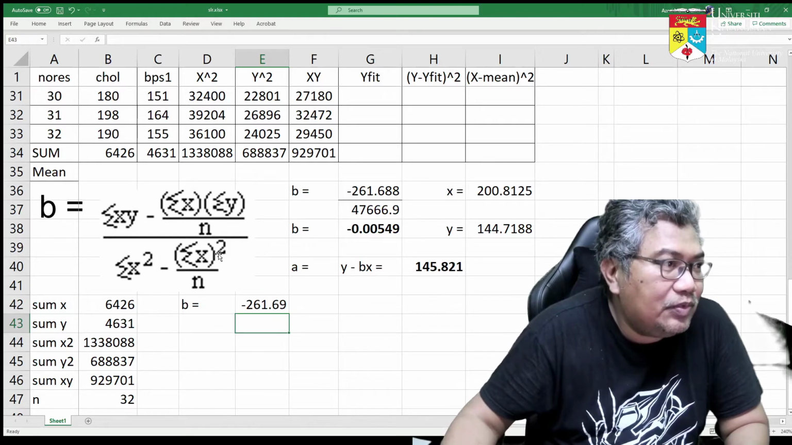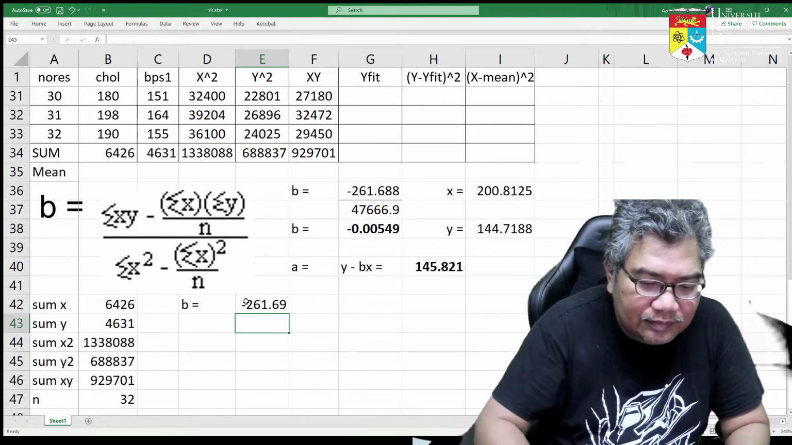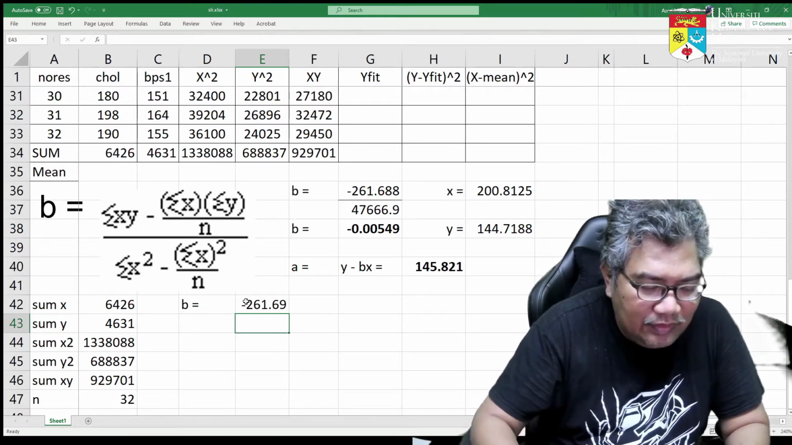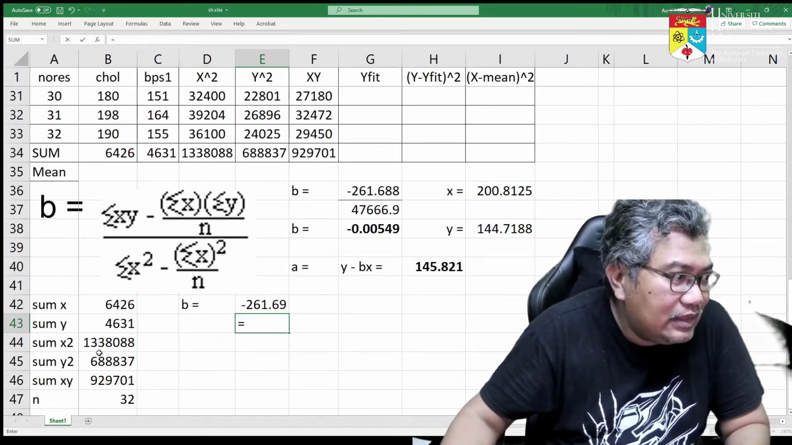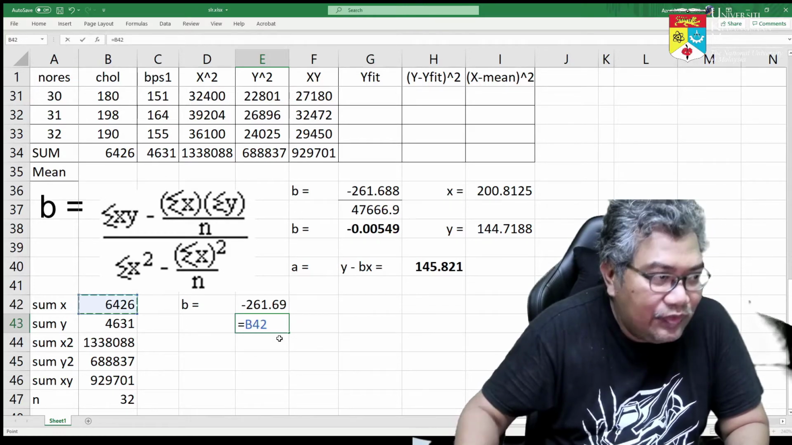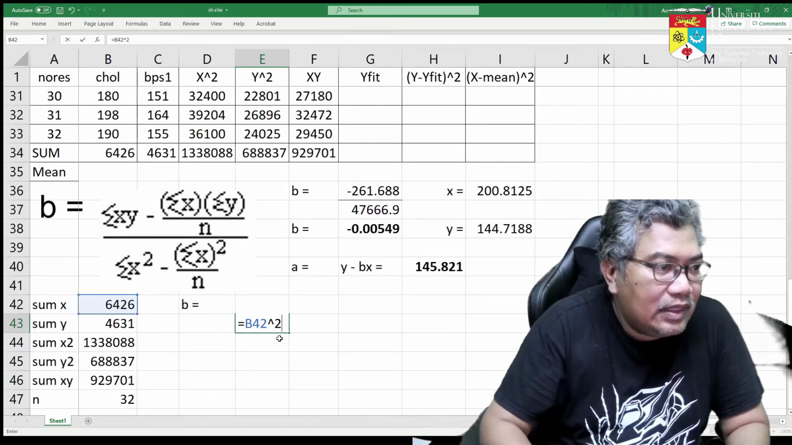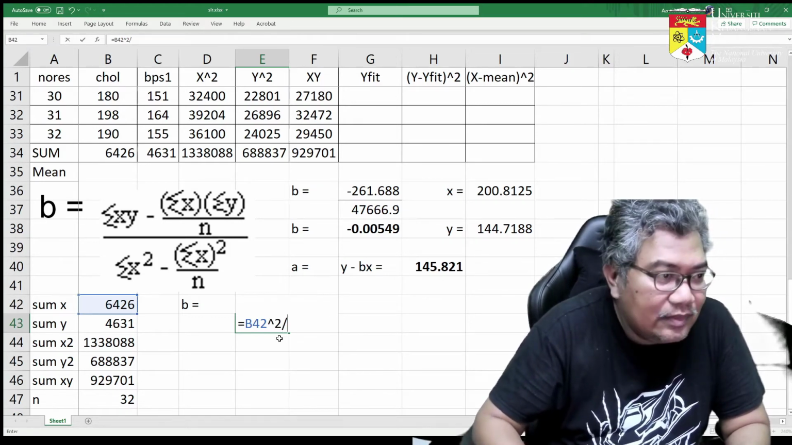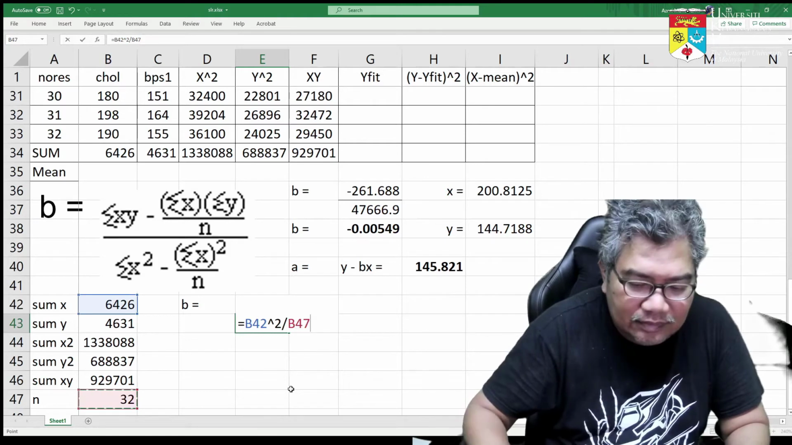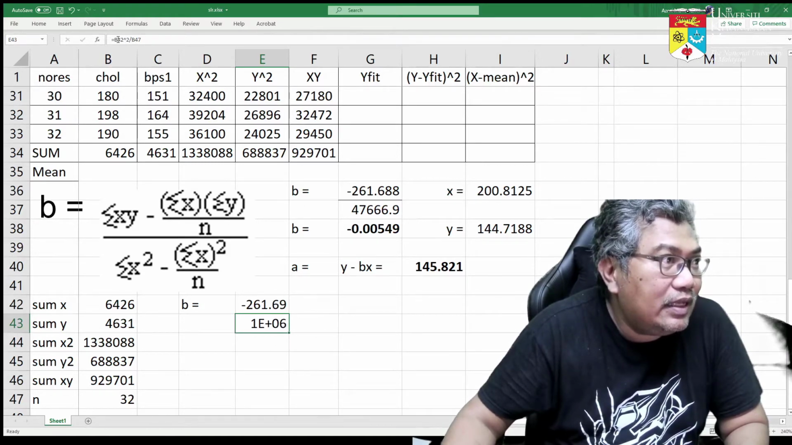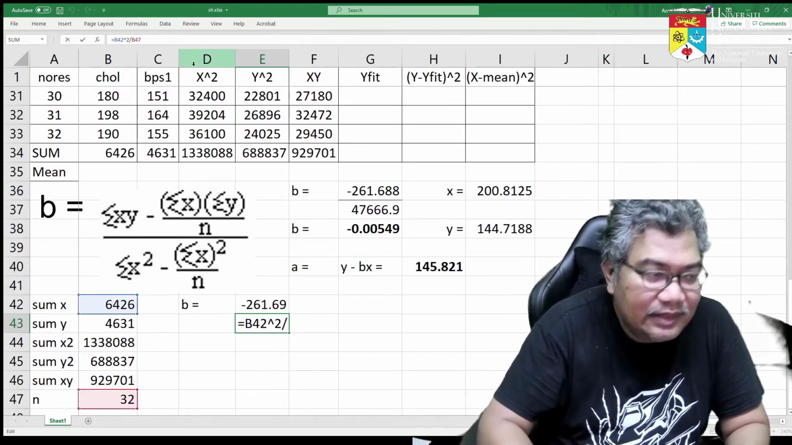The bottom one is the sum of x squared divided by n. So we're going to do sum of x, you square it, then you divide by n. First you get that value, the sum of x. Now you put it in the bracket.